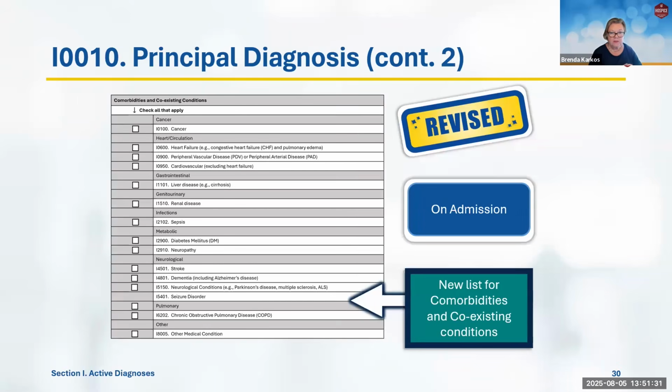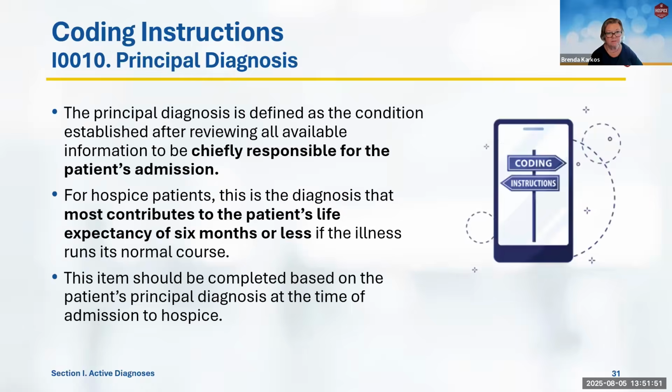A new addition to this item is part 2, a check all that apply from a list of comorbidities and coexisting conditions. And while this is not a full list, there are many of the common conditions you may see with your hospice patients. And if there is something that's not listed, you can always choose other medical conditions.